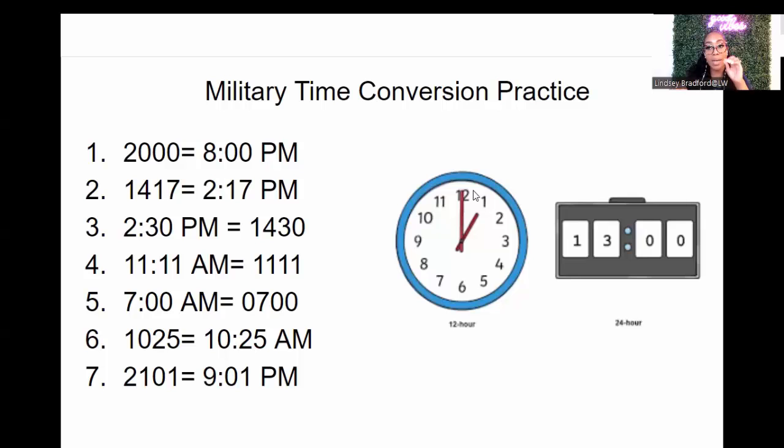Because remember, the clock starts at midnight. So if it's starting at midnight, 1 o'clock in the morning, 2 o'clock in the morning, 3 o'clock, 4 o'clock, 5 o'clock, so on and so forth, 11:11 a.m. is going to translate into 11:11 just like that with the military time.